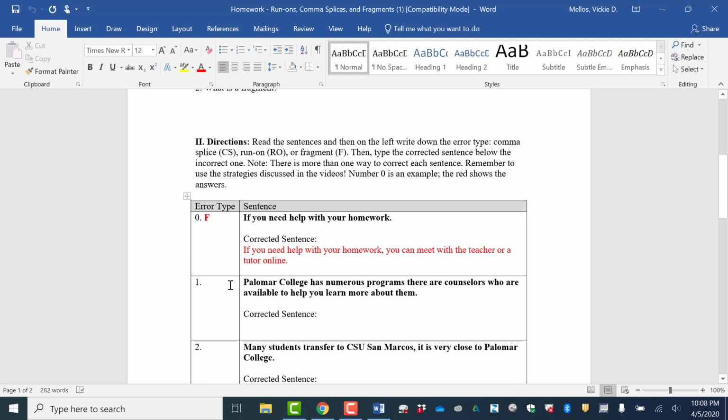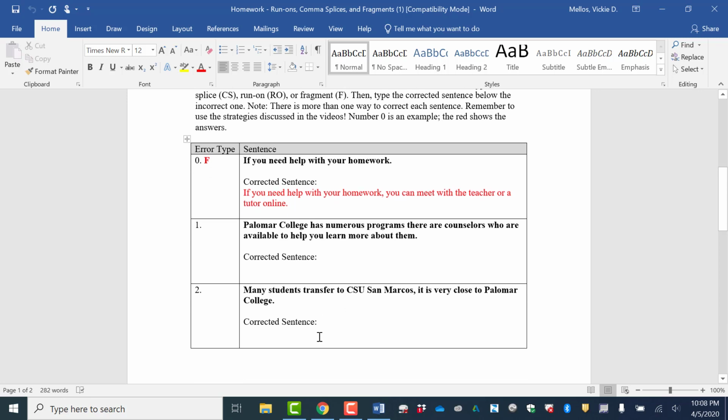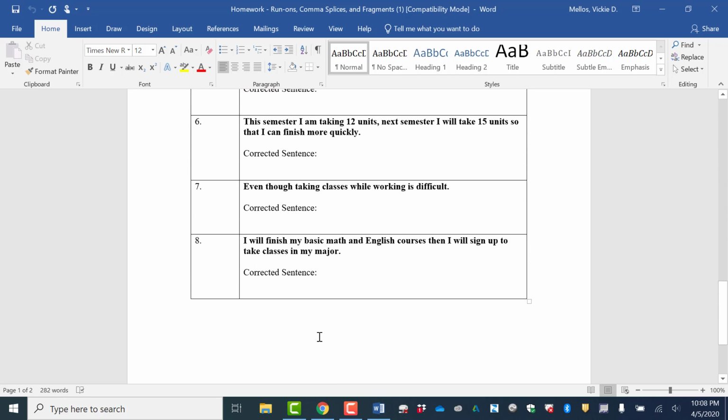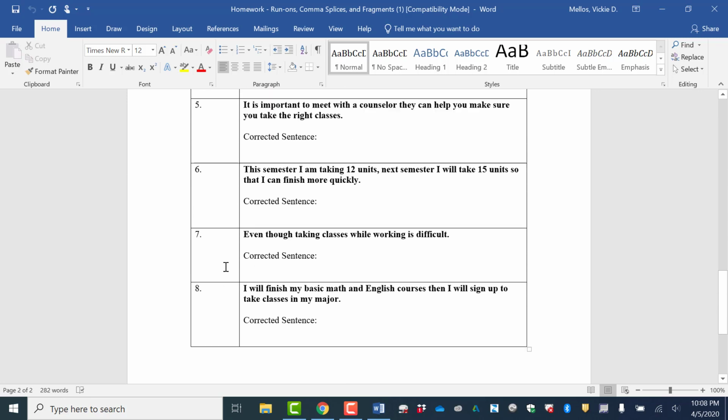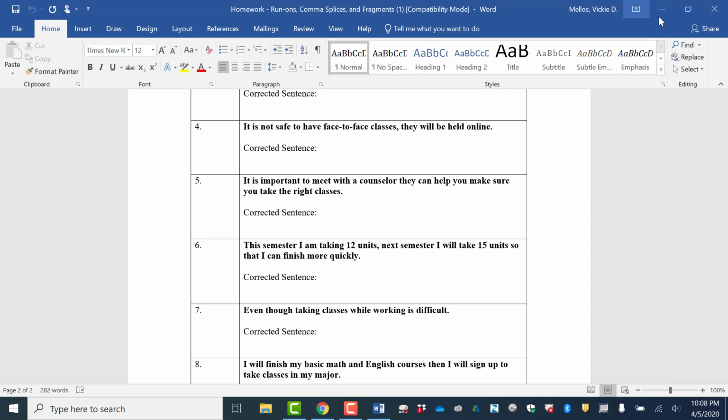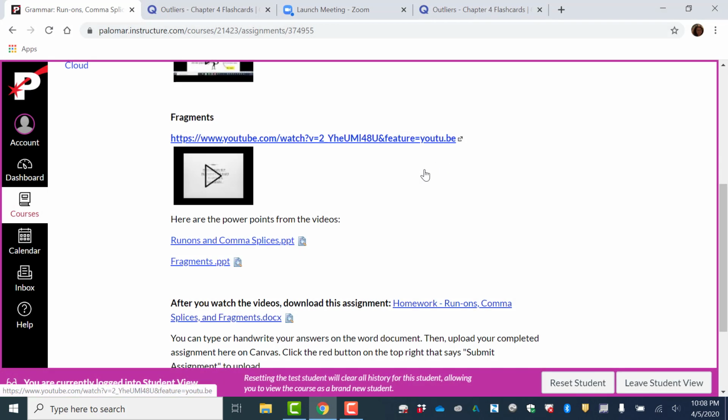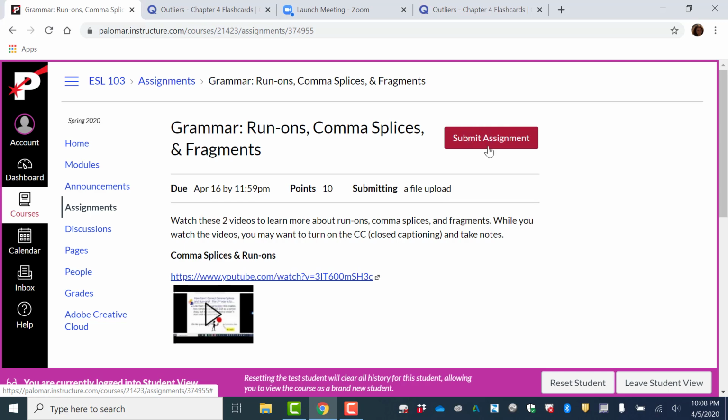And then you're going to do this exercise where you write the error type. Is it a comma splice, run-on, or fragment? And then you correct the sentence so it doesn't have that mistake. And there are 8 of them. You can just type your answers here, or you can write it on a piece of paper and take a picture. And then you're going to upload it here. When you finish, you submit it here.